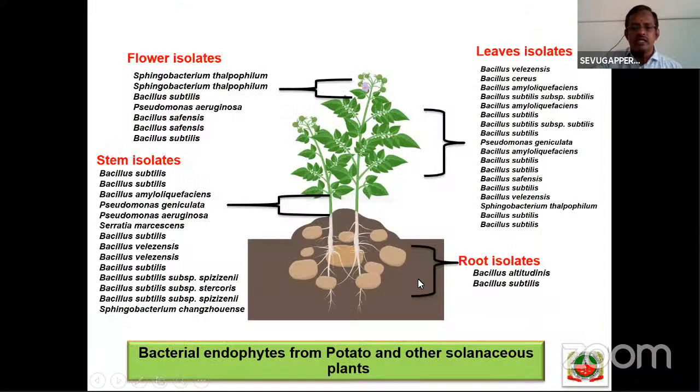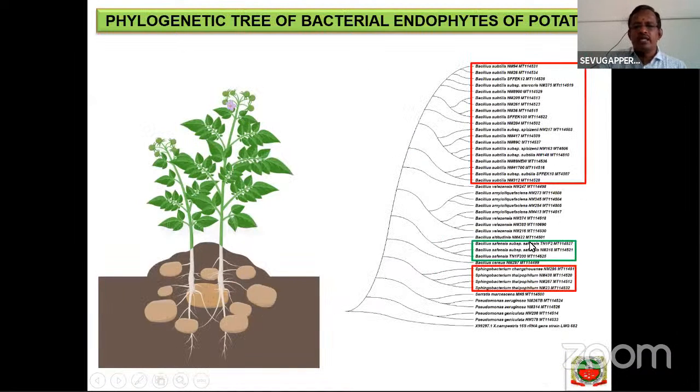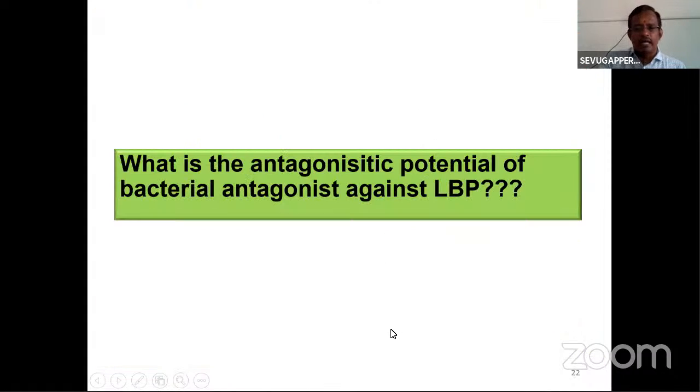If we analyze the diversity profile of these bacterial endophytes associated with potato, tomato, and other solanaceous crops, we came across new bacterial endophytes like Sphingobacterium thalpophilum, then Pseudomonas geniculata. From the stem regions, we were able to isolate Pseudomonas geniculata, Serratia marcescens, Bacillus velezensis, Bacillus subtilis subspecies spizizenii, Bacillus subtilis subspecies stercoris, and Sphingobacterium changzhouense. Like that, the diversity kept increasing based on the analysis, where they were all grouped into three different groups of these bacterial endophytes.